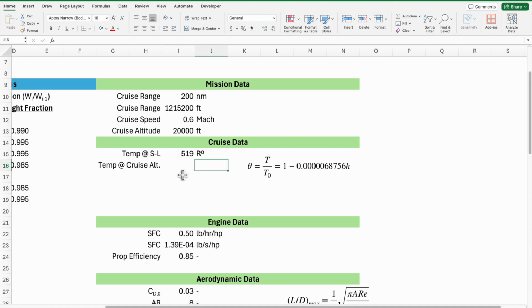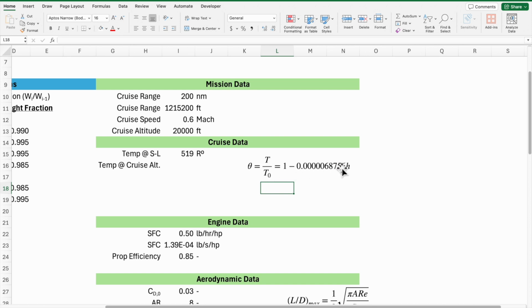If we want to add a loiter segment later, if we want to change our mission, it might be useful to know. So we can figure out our temperature at our cruise altitude using our temperature ratio. The temperature ratio for the standard atmosphere model, the US standard atmosphere, is defined by this equation here. The temperature ratio is the temperature at altitude divided by the temperature at sea level, or reference temperature, which is 519 Rankine. It's an absolute temperature scale. So if you're using British units, then the reference temperature is roughly 519 Rankine.